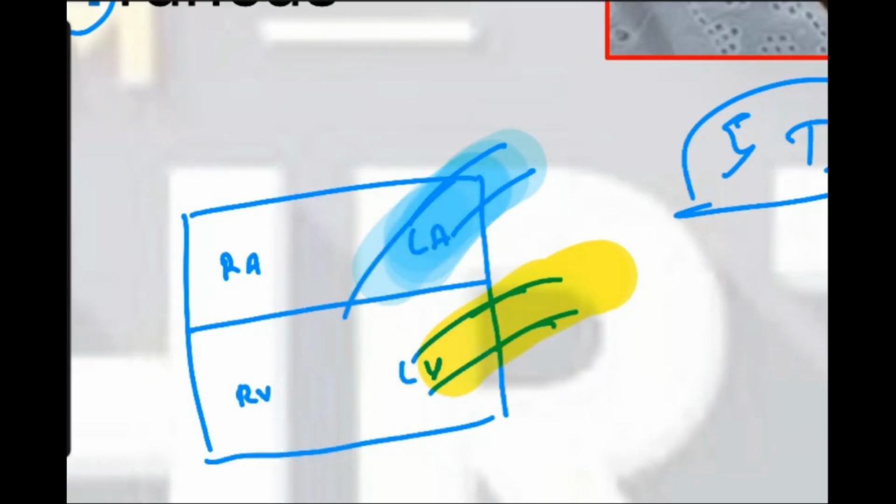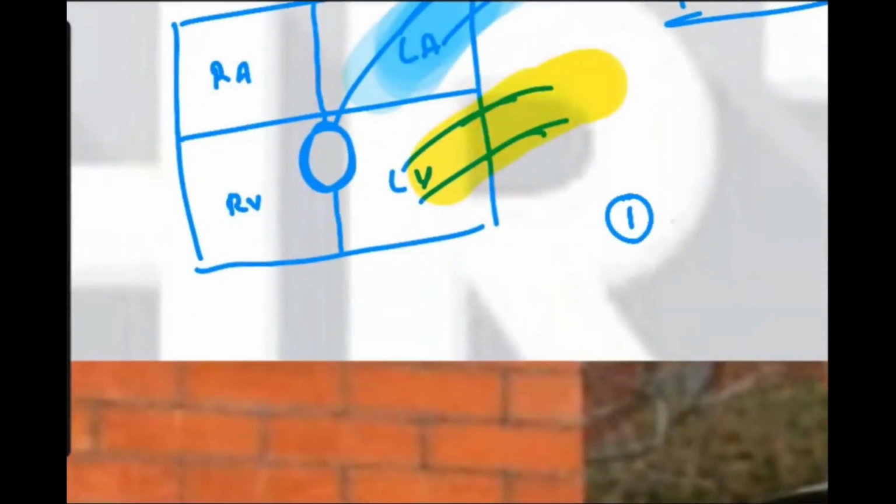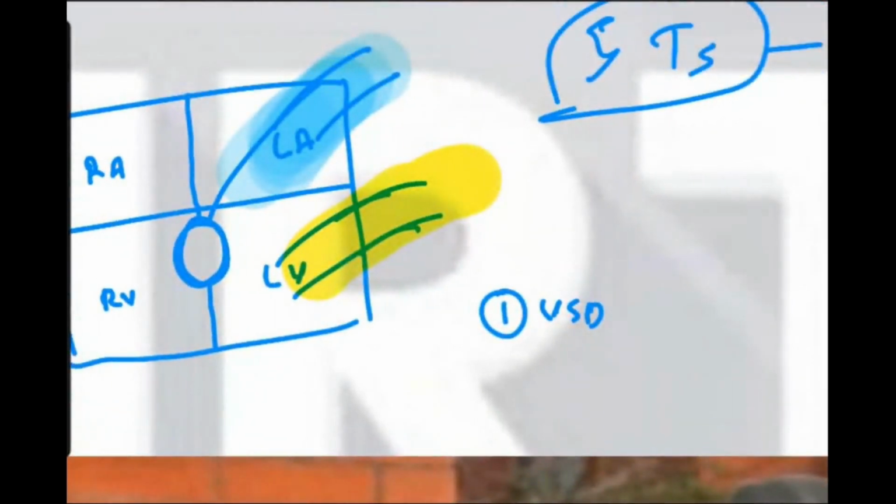a defect in the ventricular septum. Okay, so there is a ventricular septal defect. There is an opening between the 2 ventricles. It all begins with this problem, ventricular septal defect. Because of this defect, what happens? The aorta, which was supposed to arise from the left ventricle, now arises from the junction between the left ventricle and right ventricle.